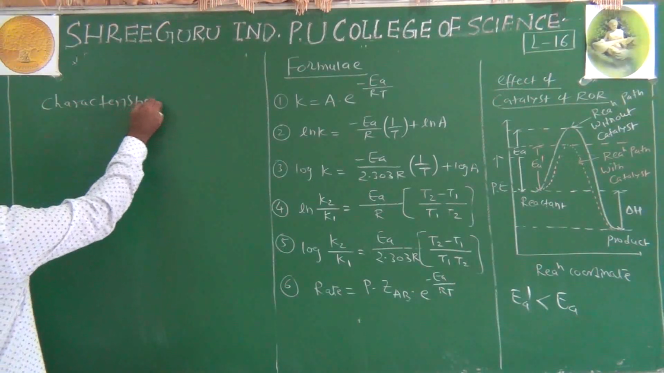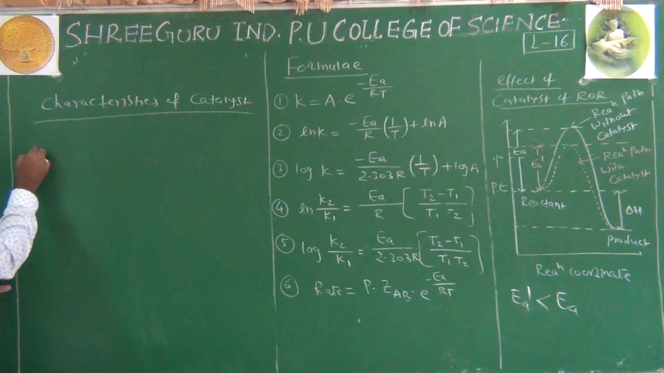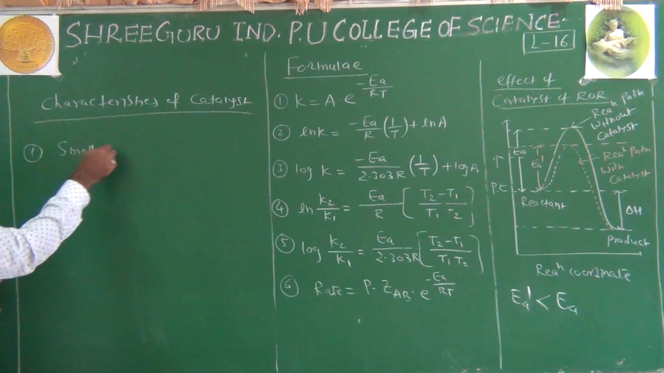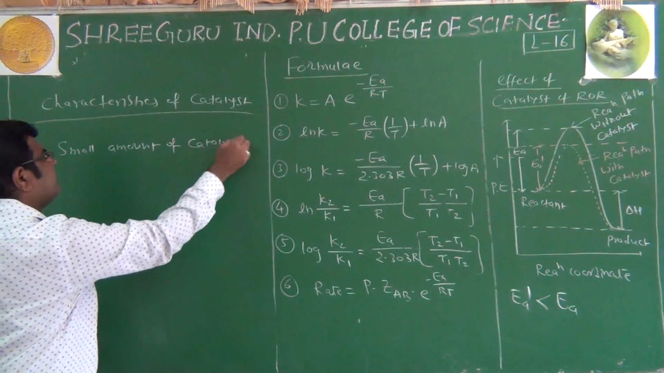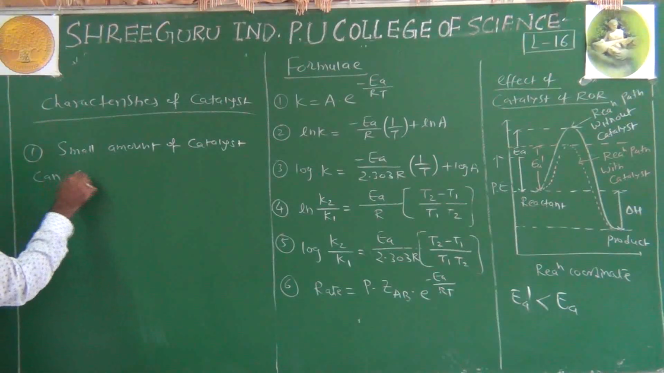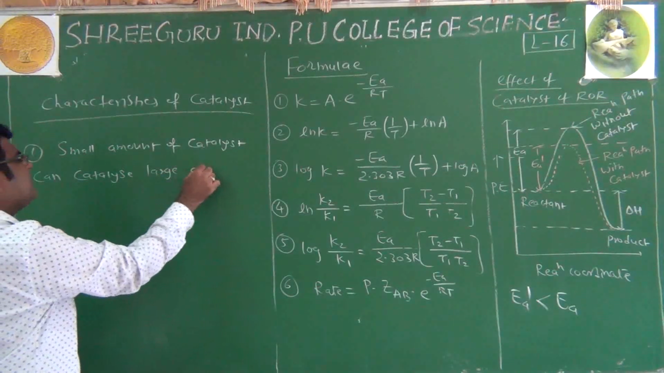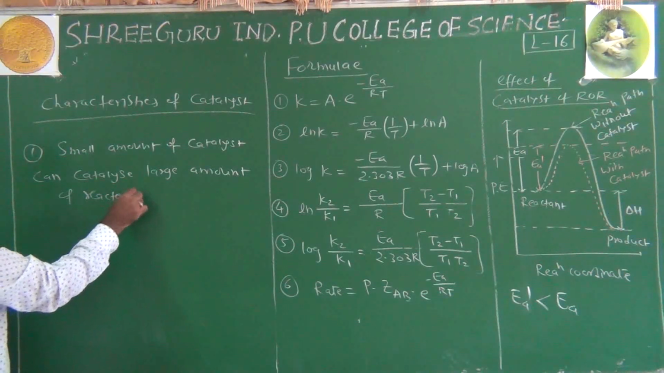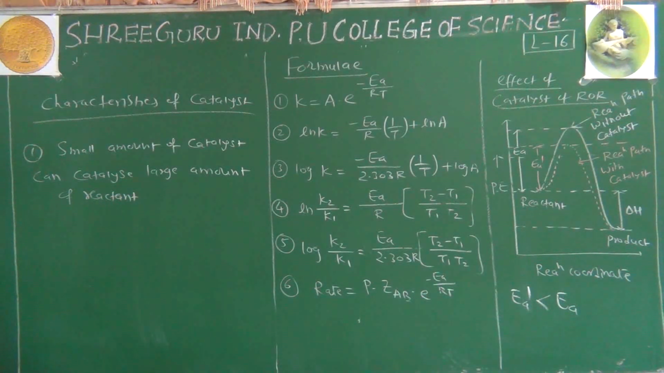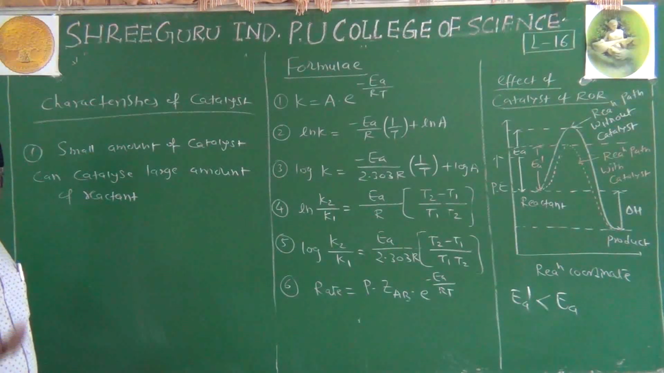Characteristics of catalyst. The first one we can say that a small amount of catalyst can catalyze a large amount of reactants. The catalyst is not needed in large amount, only a small amount is sufficient for catalysis of a large amount, because they won't be consumed in the reaction as the reactant.